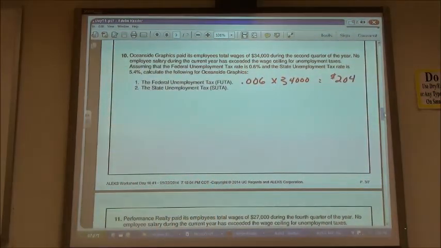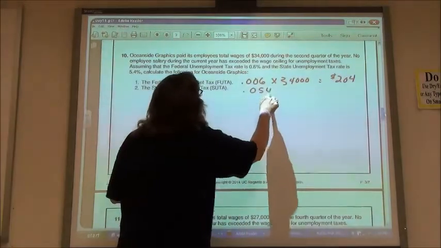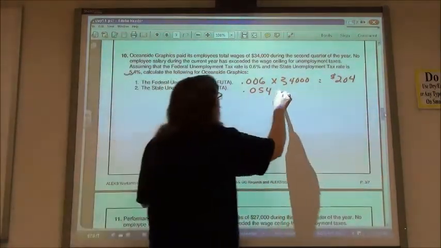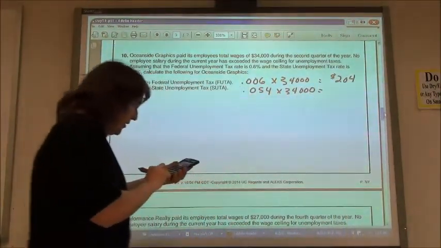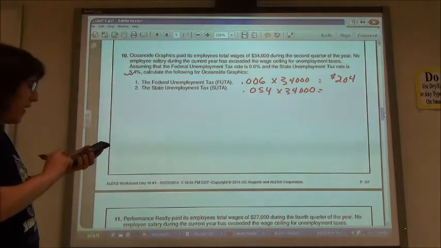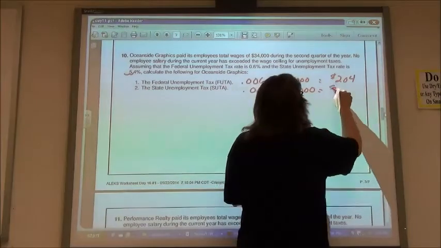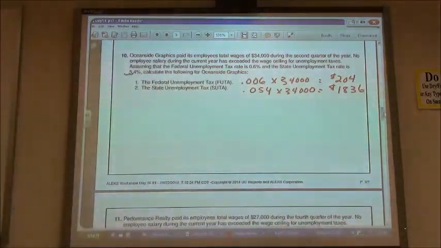The state unemployment tax is 5.4%, so we're going to just use 0.054, again moving our decimal 2 places, times that $34,000. So 0.054 times 34,000 gives us $1,836. And you're just going to calculate those 2 things based on the percent that you have.